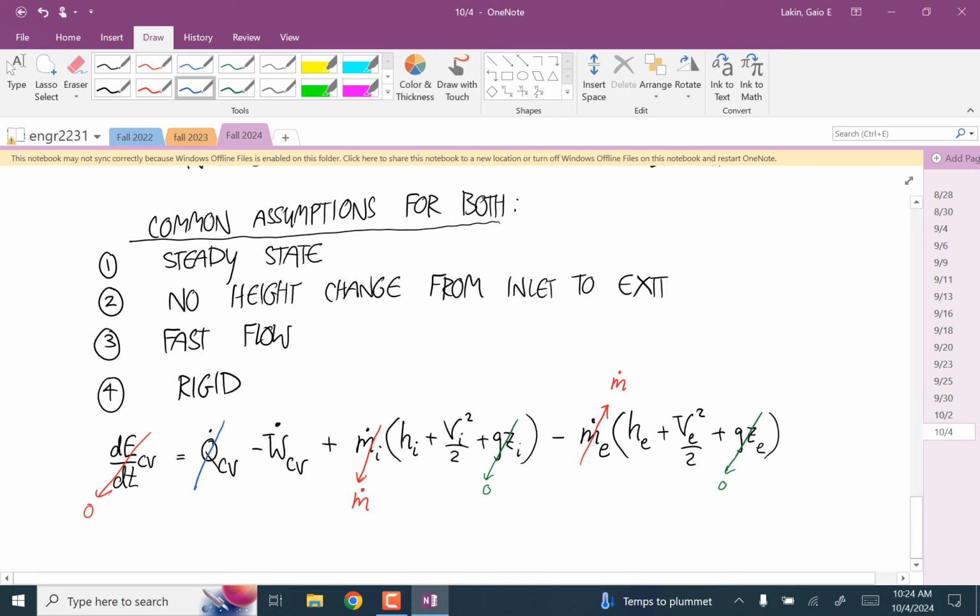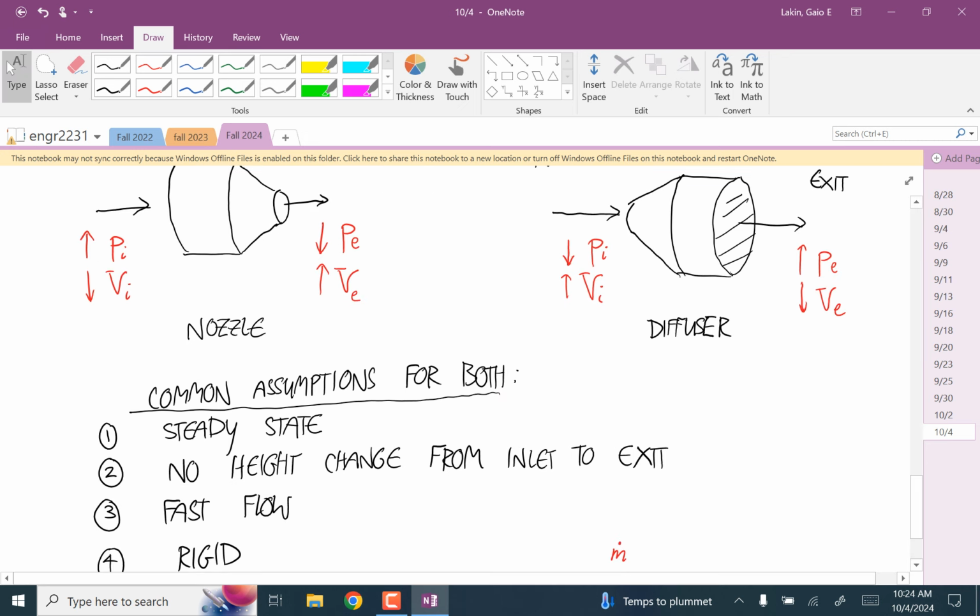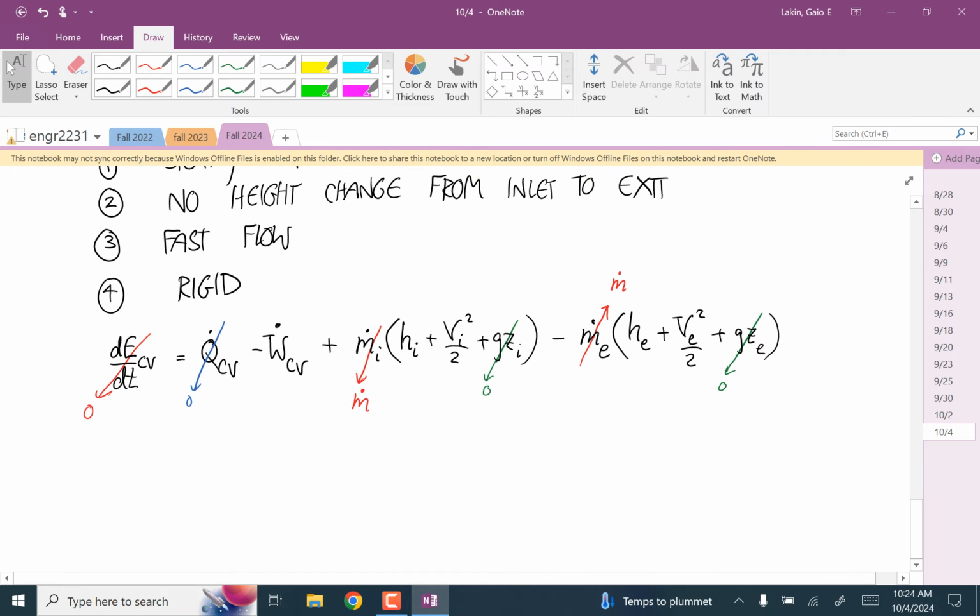Make that blue. And then the last one, it's rigid. Well, you can see from my pictures that there's no rotating shafts or electrical power in or out. So this last one says W dot goes away.